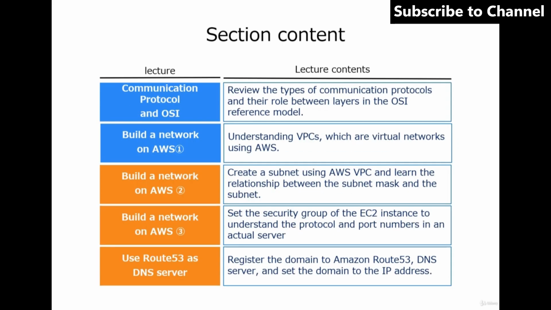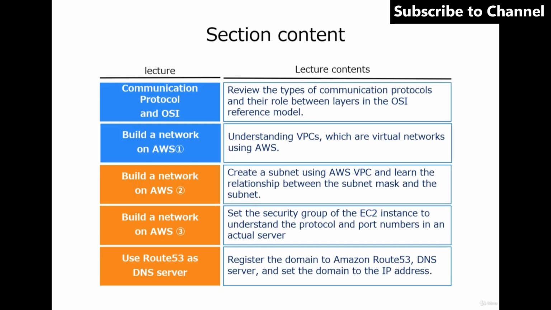Communication protocols and the OSI reference model. In this lecture, you will review the types of communication protocols and their role between layers in the OSI reference model. Build the network on AWS 1. In this lecture, you will learn about VPCs, which are virtual networks, using AWS. Building a network on AWS 2. Create a subnet using AWS VPC and learn the relationship between subnet masks and the subnet.